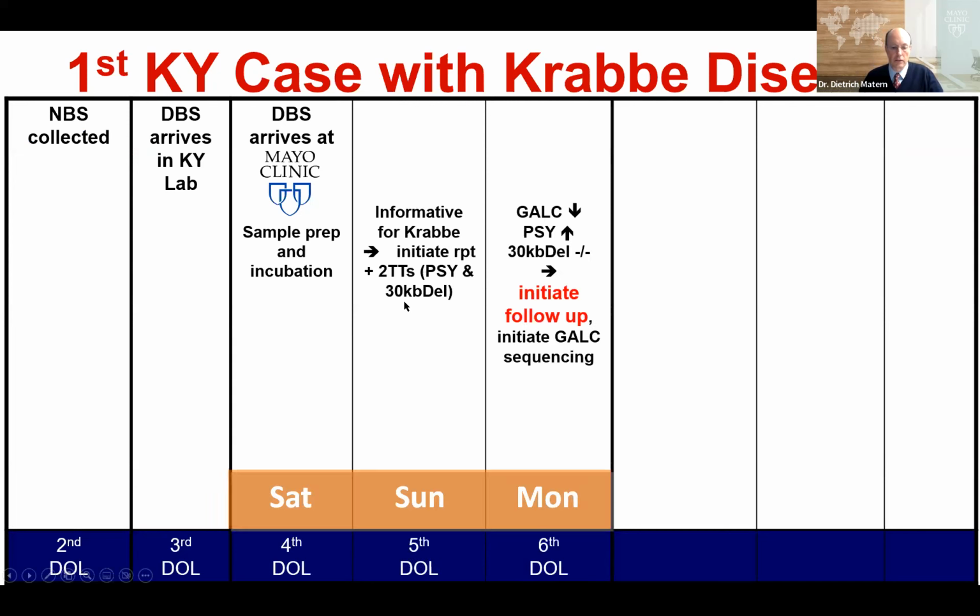And then on the 5th day, which was a Sunday, we had an informative result for Krabbe disease. At that time, we still repeated just to make sure that galactocerebrosidase is really low in the specimen, and initiated the second-tier tests, because we also do look for the 30 kb deletion, which we did because at the time we were supposed to do something molecular. So we said, okay, we can do this fairly quickly, so let's do it.